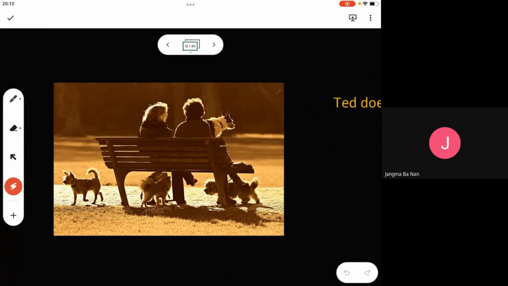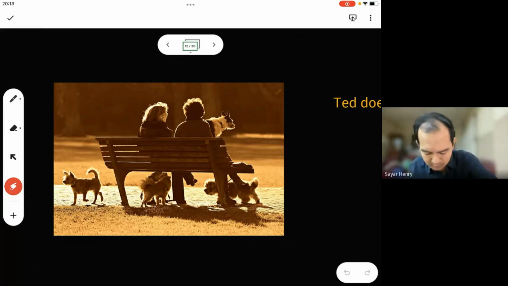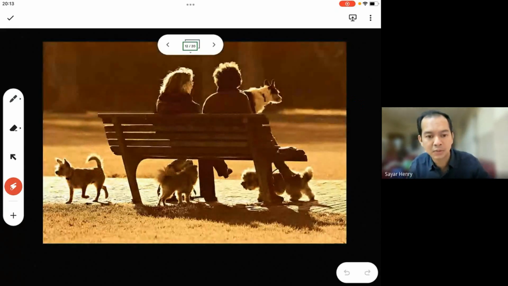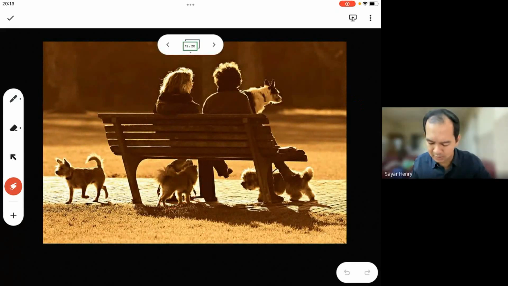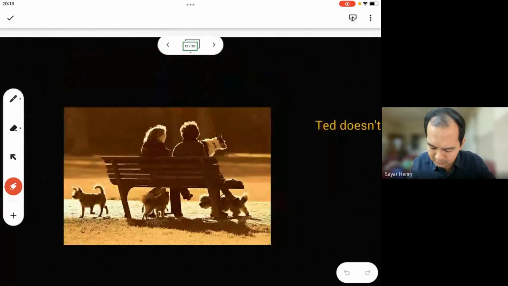Four. There's one over here, two, and three, and I think there are four, five. Is that correct? Are there five dogs in total? How many dogs are here? Yes, I think it's two dogs there. Yeah, so overall it's five dogs.